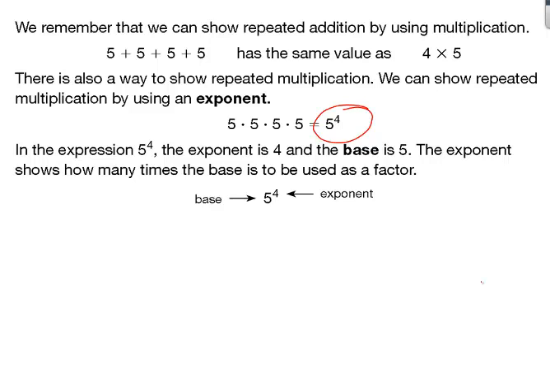In the expression 5 to the 4th power, the exponent is 4 and the base is 5. The exponent shows how many times the base is to be used as a factor. So we know that 5 is the number we're going to use, and the 4 tells us that we need to multiply that 4 times to get the correct answer.